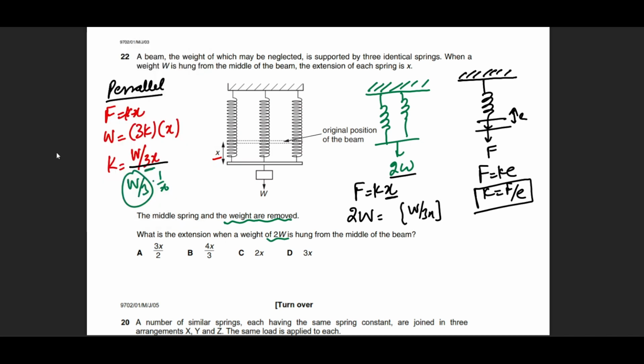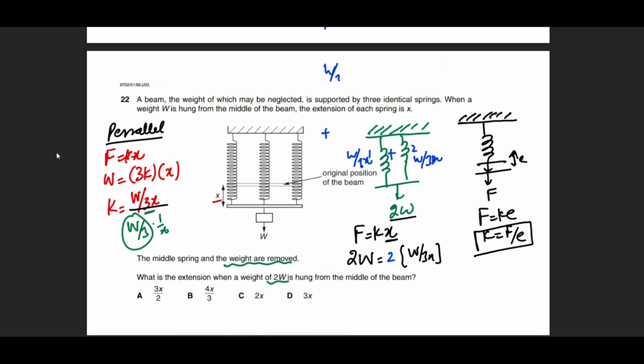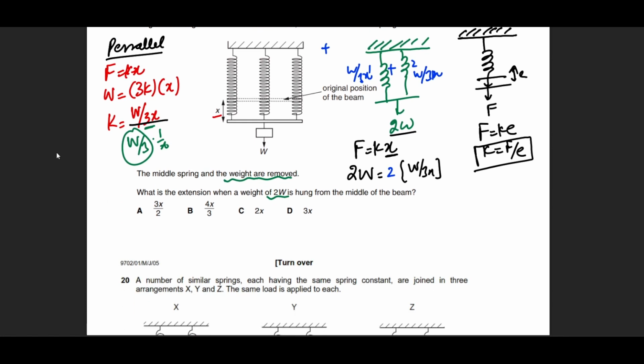And notice that we have 2 springs, 1 and 2. So I will multiply this with 2 because spring constants get added together. This was W by 3X, this was W by 3X. If you add them together collectively, that will become W by 3X plus W by 3X, which can be written down as 2W by 3X. Algebra simply, okay? Plus the extension X dash, which we want to find out. Now you can see that W gets cancelled out, 2 gets cancelled out, and we're left with 3X.